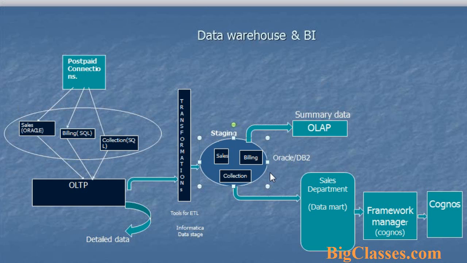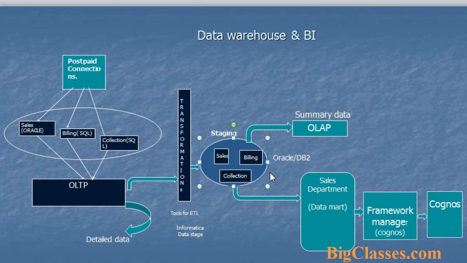This is called a staging area. Okay, so let us get into what exactly is going to happen. Now there is sales data, billing data, and collection data. The organization has to finalize which data they want to analyze. It's nothing but they want to do the sales related data.